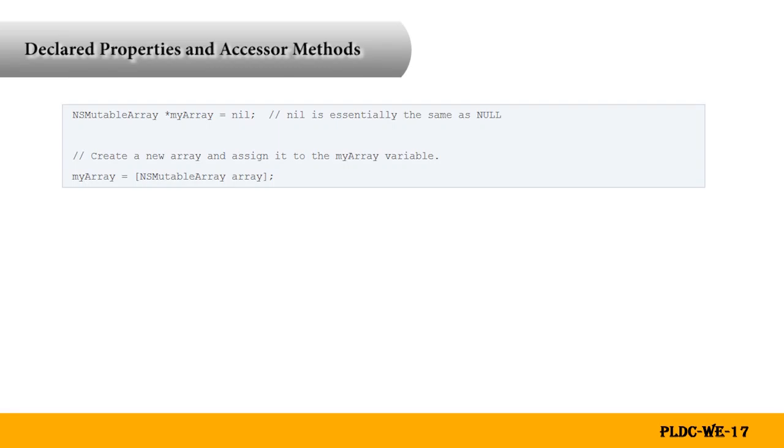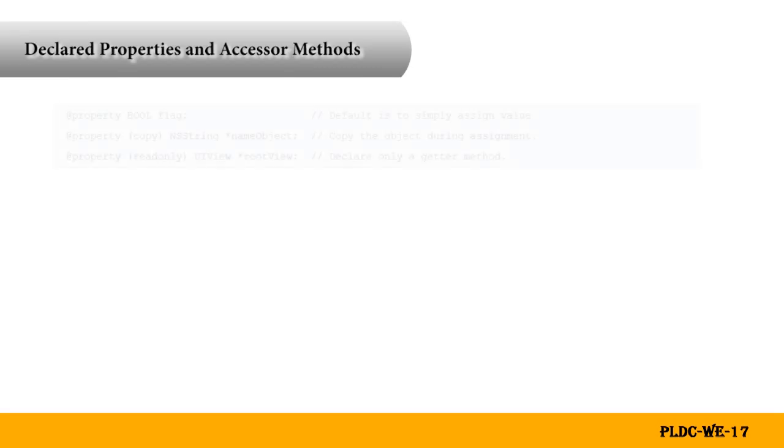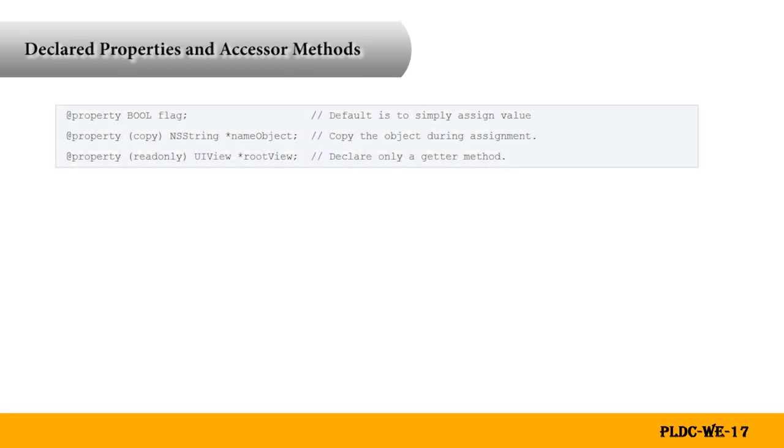The basic declaration uses the @property compiler directive, followed by the type information and name of the property. You can also configure the property with custom options, which define how the accessor methods behave, whether the property is a weak reference, and whether it is read-only. The options are in parentheses following the @property directive. The following lines of code illustrate a few more property declarations.